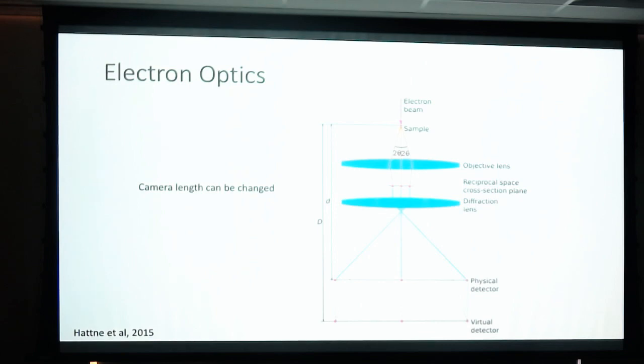One other thing is the camera length can be changed. So unlike an X-ray setup where there's a fixed distance between the detector and the diffraction spot, where you know, say, where the one angstrom point lies, maybe it's at the edge of the detector, in the case of the electron microscope, because it's all of these lenses, the diffraction pattern gets magnified too. And so you can change what's called the camera length in order to get the right spots at the very edge. I'll describe that a little bit later, but that's why you have a virtual detector instead of it being collected on a physical detector, and the length isn't really defined. You have to calibrate what that detection length is.